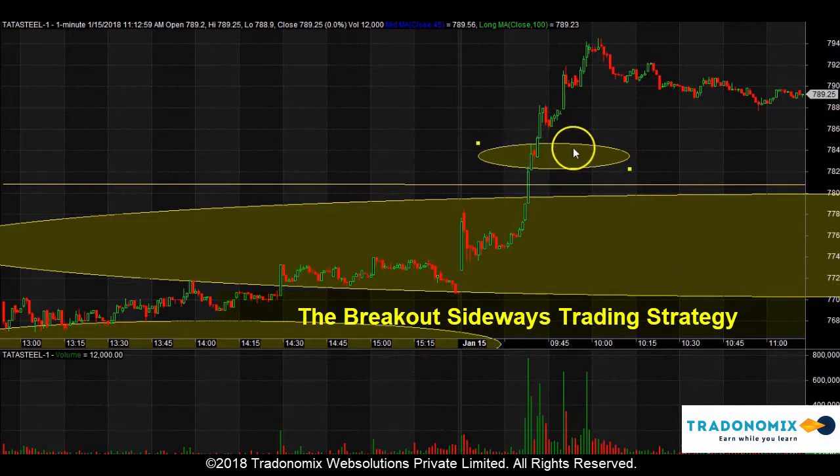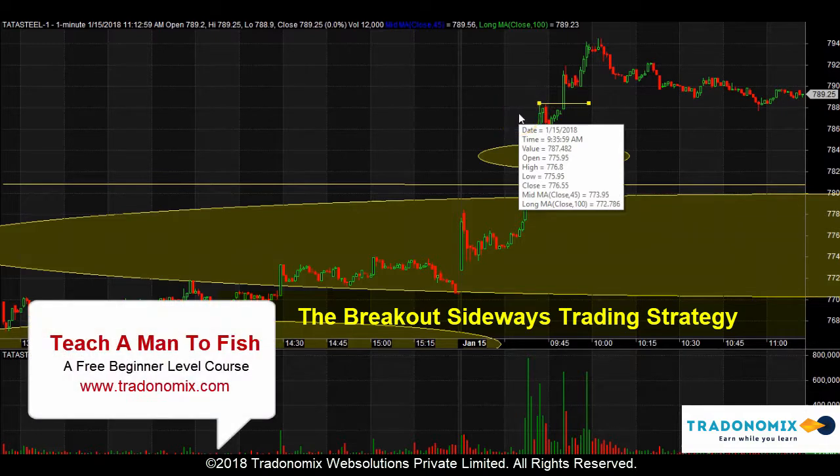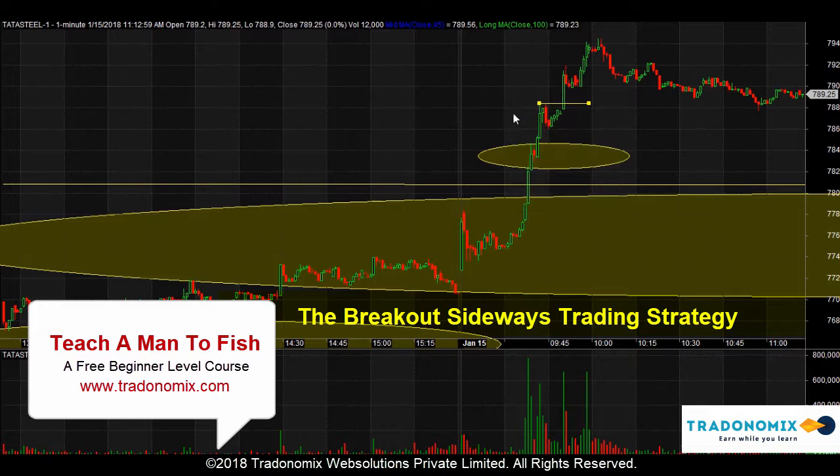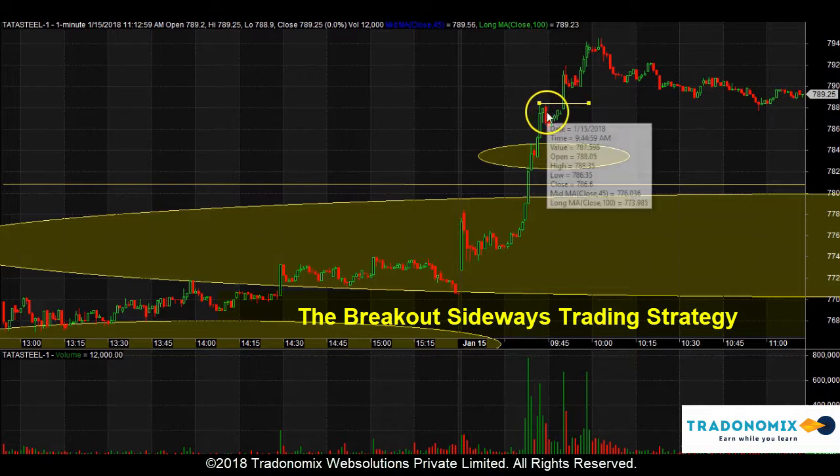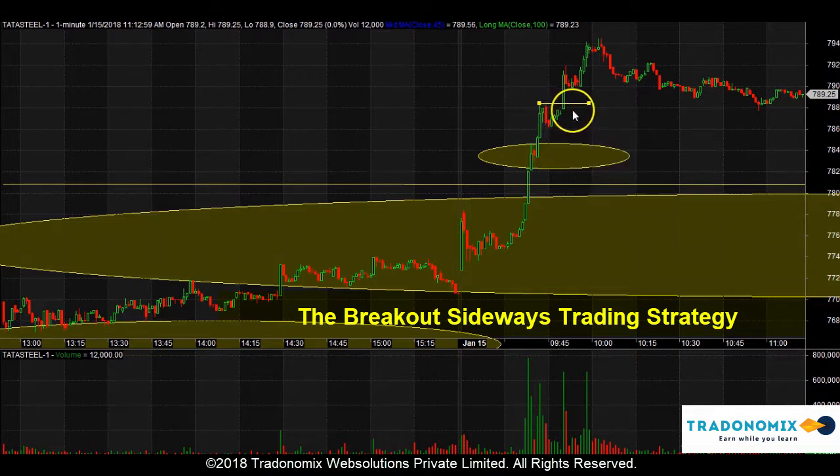For an advanced trader, he may take it here because it is a pivot according to him. But ideally this is not a pivot, and we will have to take a trade above a 1 minute pivot, which is a clearly well-defined pivot. To understand the formation and identification of a pivot, you need to read through our course called Teach a Man to Fish, which is available on our website. Also, you can take up our paid courses on intermediate trend trading, which will give you more clarity on identifying a pivot and a trend.